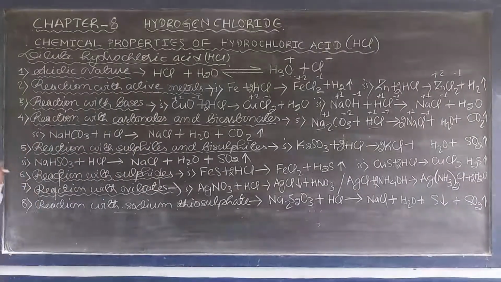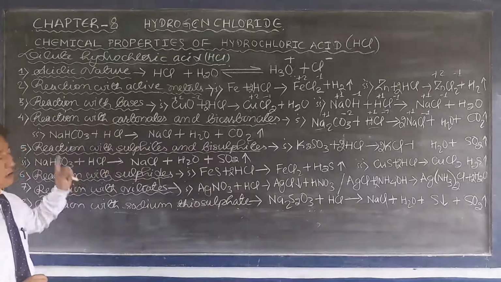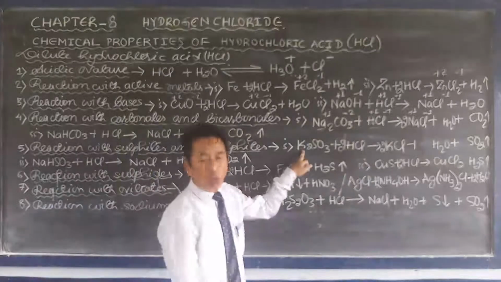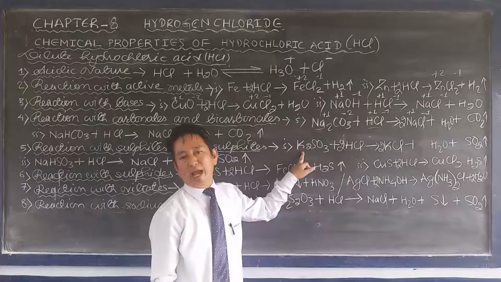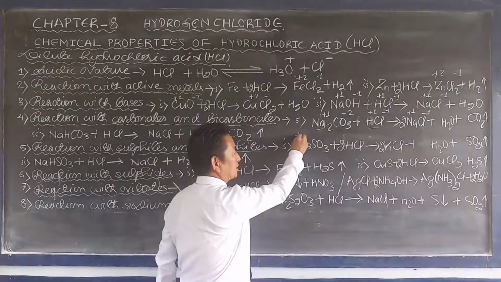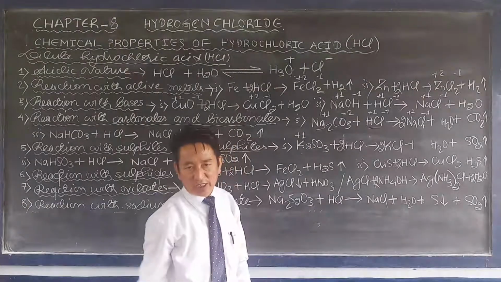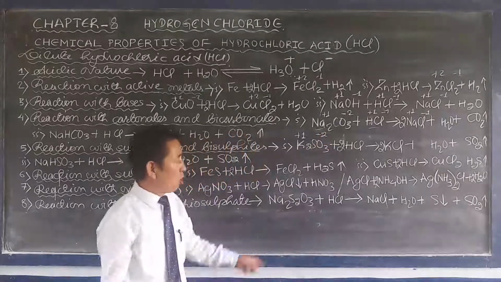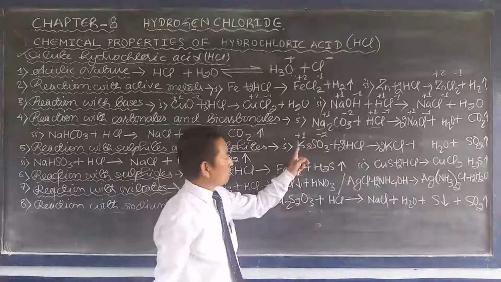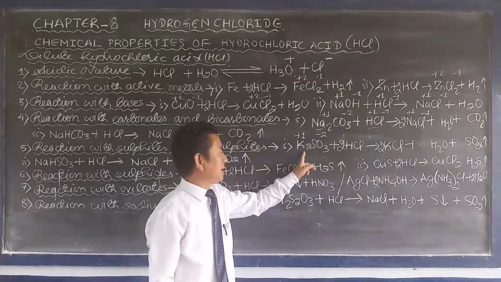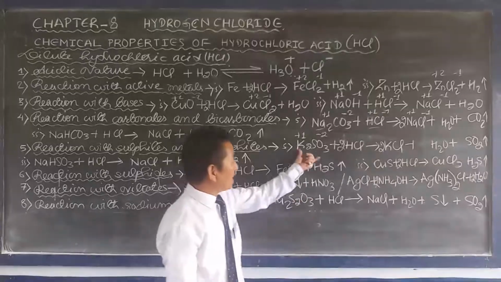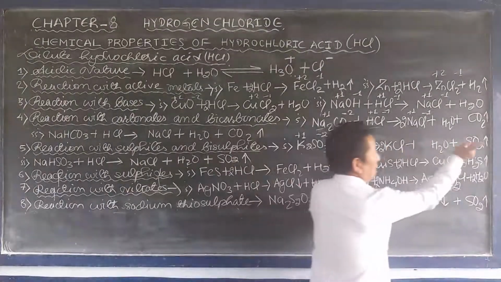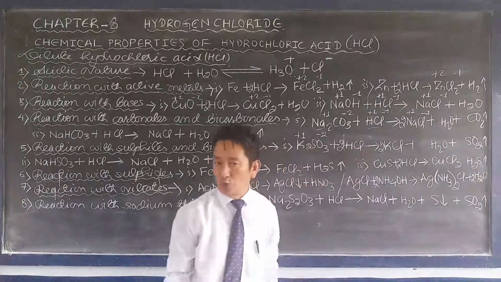Here is the reaction of dilute hydrochloric acid with sulfite and bisulfite salt. Here, potassium sulfite, K2SO3. The valency of potassium is 1. This potassium is the basic radical and sulfite is the acidic radical, valency 2. On interchanging their valency, the molecular formula of potassium sulfite is K2SO3. When it reacts with hydrochloric acid, we will get sulfur dioxide gas, SO2.